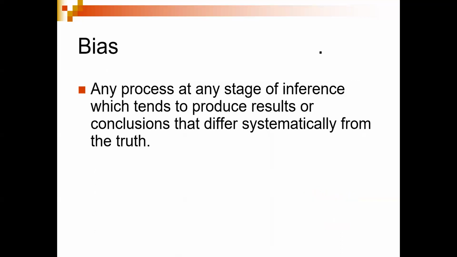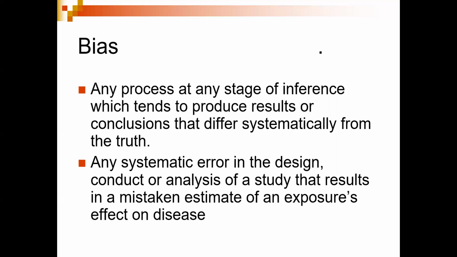bias. So as I said, bias is any process at any stage of inference which tends to produce results or conclusions that differ systematically from the truth. So you're making more or less the same error, which then produces an error on the results, which is systematic. So a systematic error in the design, conduct, or analysis of a study that results in a mistaken estimate of an exposure's effect on a disease.